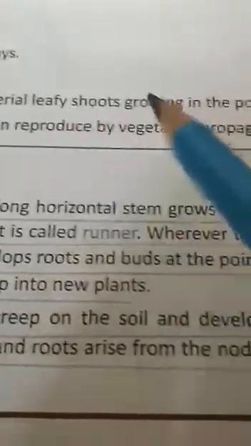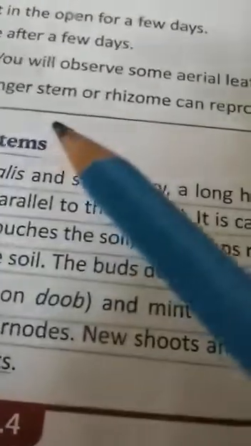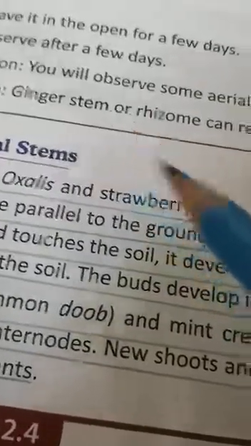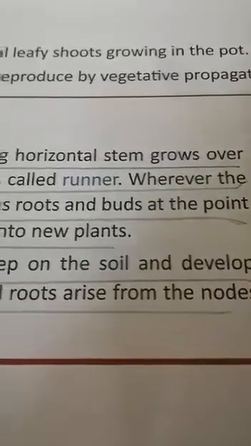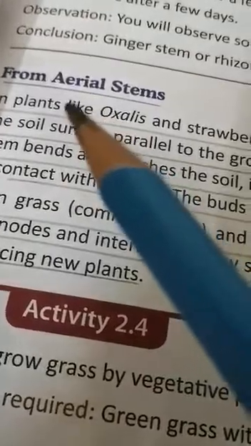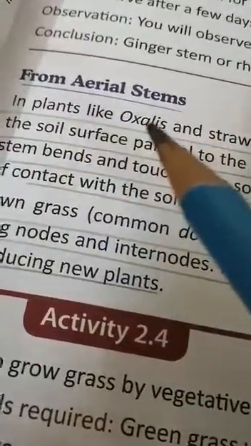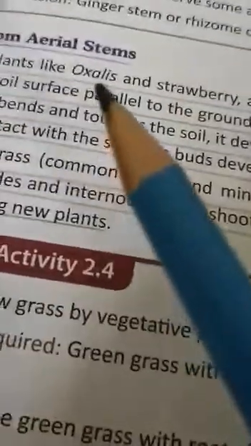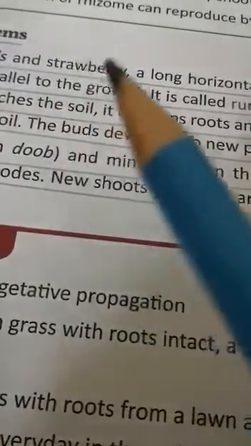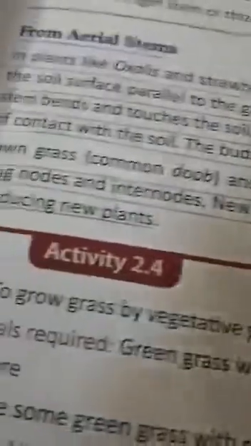So we leave it for a few days, and we observe some aerial leafy shoots growing in the pot. So this shows that the stem of the ginger, or the rhizome, can produce new plants by vegetative propagation. Now see the next type of reproduction, that is from the aerial stem. Till now we have seen the underground stem. So in the aerial stem, the plants like oxalis and strawberries, these are the 2 examples which you have to remember. A long horizontal stem grows over the soil surface parallel to the ground.